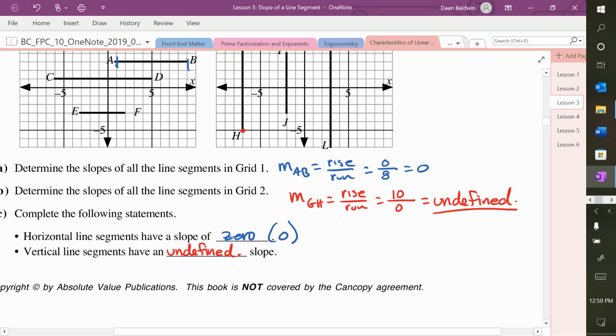So if I say a horizontal line, you know the slope is 0. If I say a vertical line, you know the slope is undefined. Okay? Does that make sense? 10 divided by 0 you cannot do. If you try to do it in your calculator, it'll say syntax error or a bunch of other words. You can't do it.